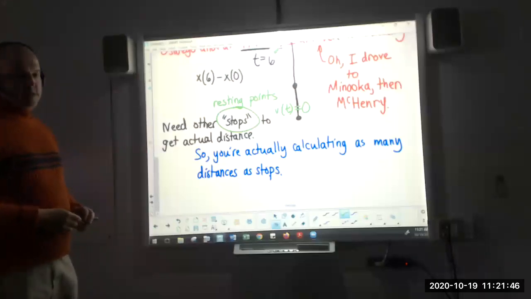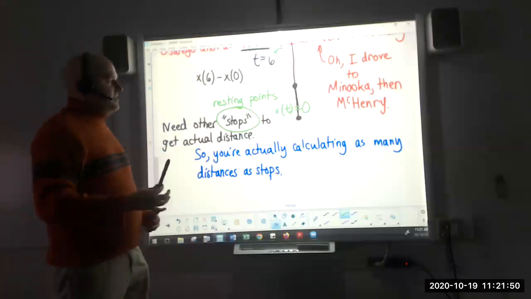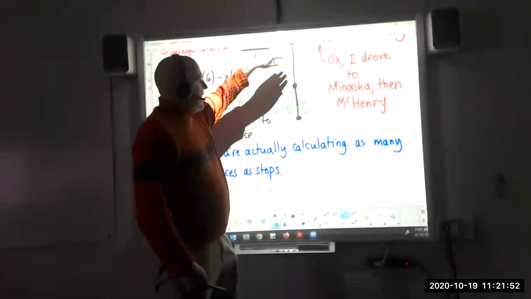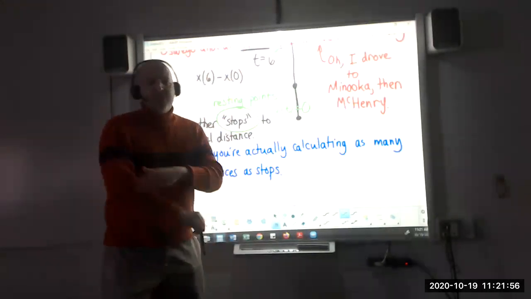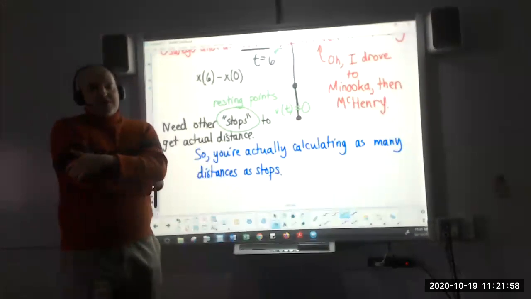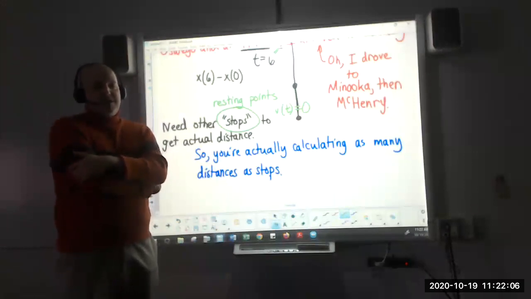And if I can close and finish up by going back to my example of driving from Oswego to McHenry, but wait, first I went to Minooka, think about what had to happen when I got to Minooka in order to turn around and start driving to McHenry. What did my velocity have to equal in order to turn that car around? My velocity had to equal 0 at some point in time.